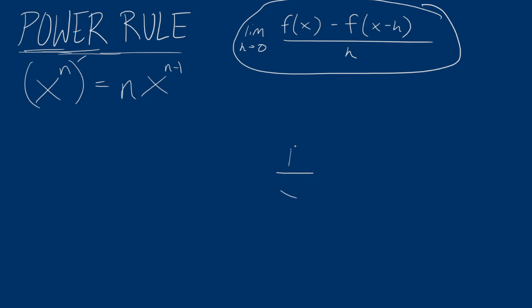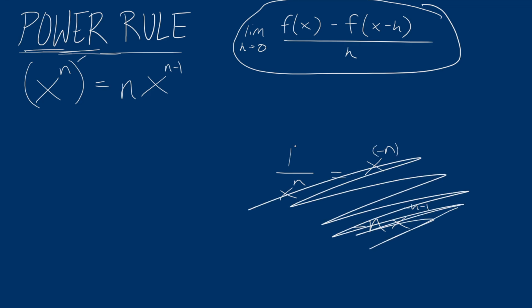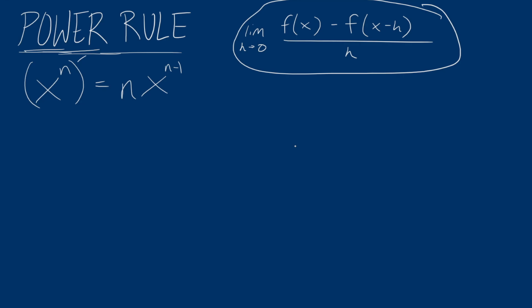So 1 over x to the power n is equal to x to the power of negative n. And the same rule applies. You just bring negative n out front and negative n minus 1, because this is just our n there. So hopefully that's not too complicated.